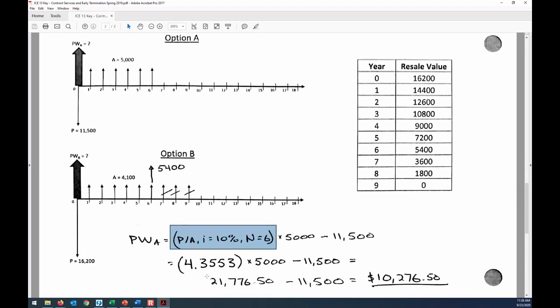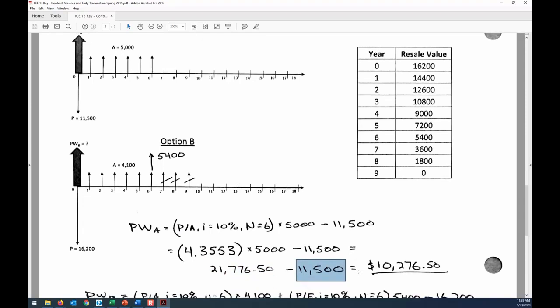So here what we have is the present worth of the revenue is $21,776. The cost, which is already at the present, $11,500. So that's how we get this $10,276. And it looks like I have not yet rounded that off. In a final answer, you need to round that to the nearest dollar.